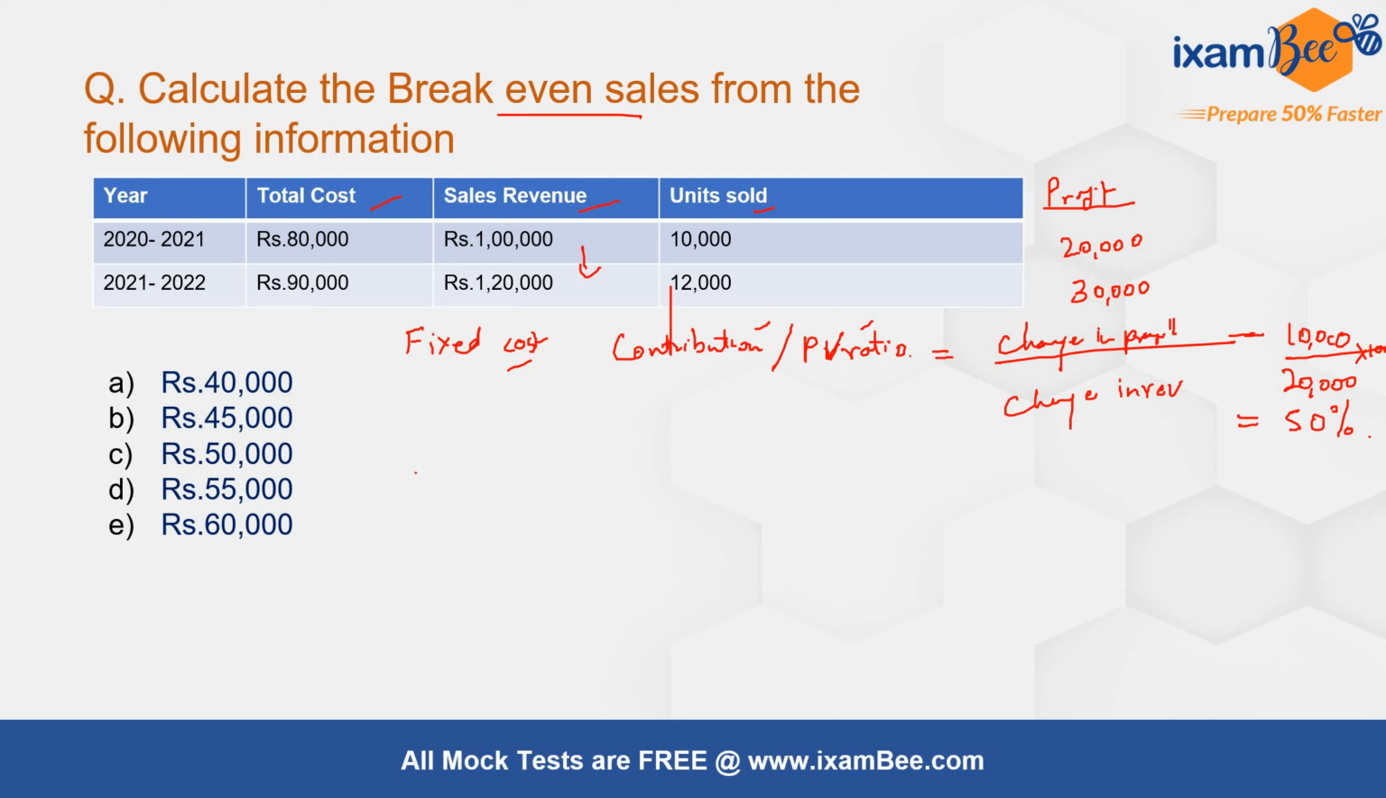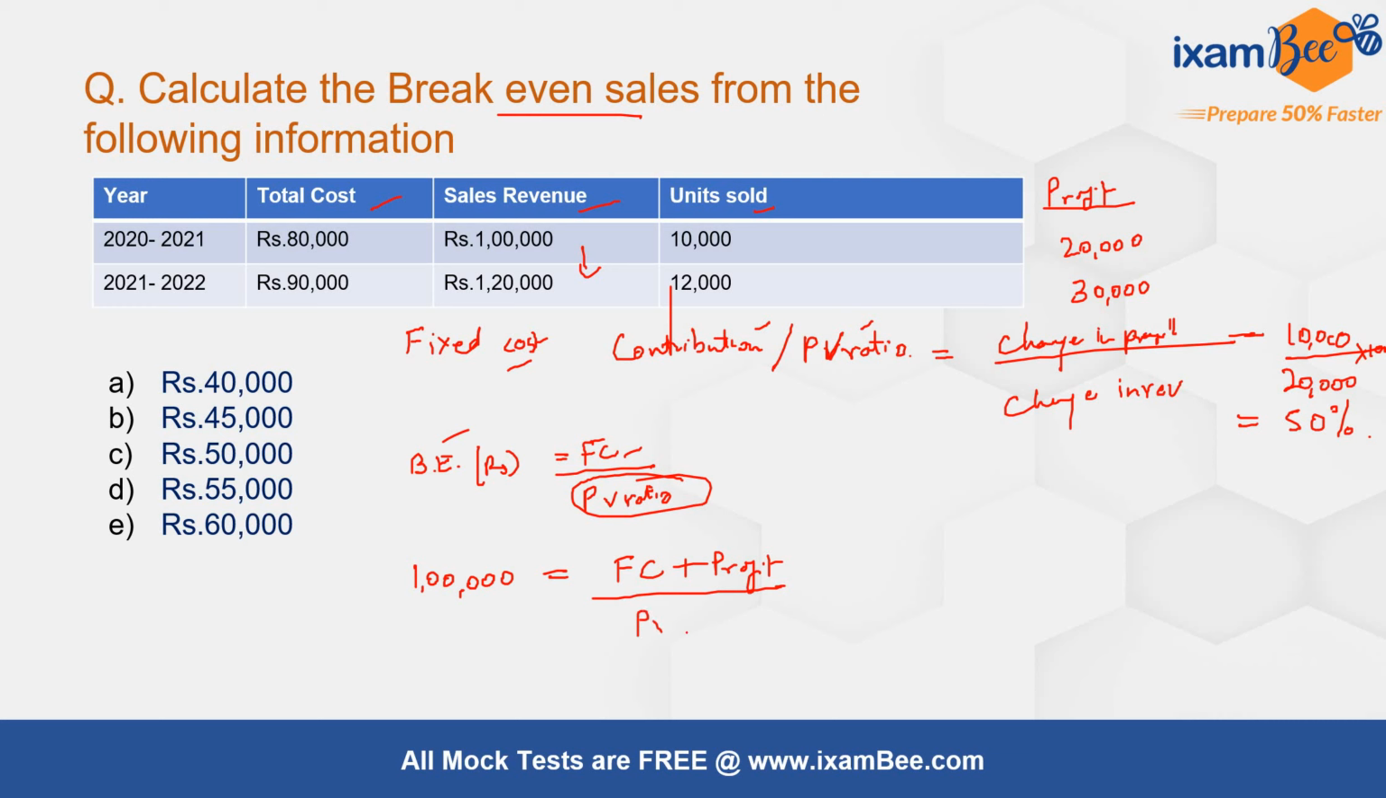I do know that break-even sales in rupee terms is given by my fixed cost divided by my PV ratio. Here I have been able to calculate my PV ratio at 50%. However, I still don't know my fixed cost and break-even sales. I do know that I have made sales of 1 lakh, and this 1 lakh I was able to make by covering my fixed cost and also earning a profit, right?